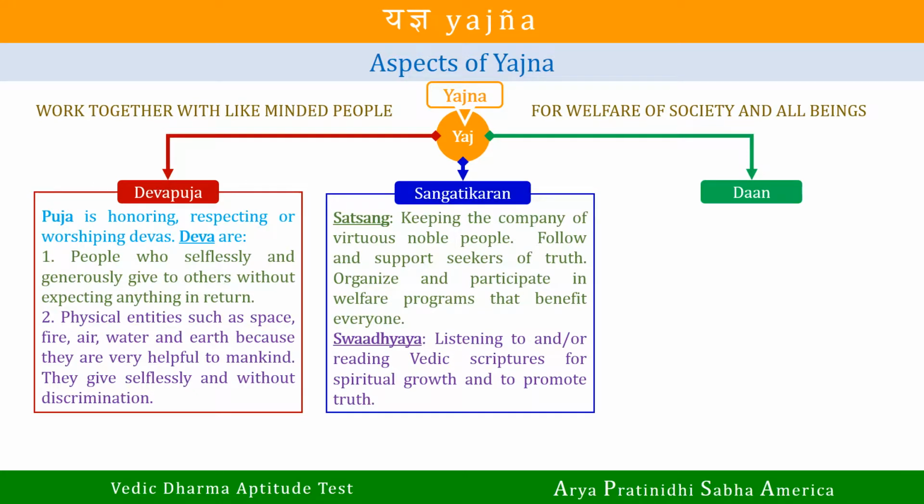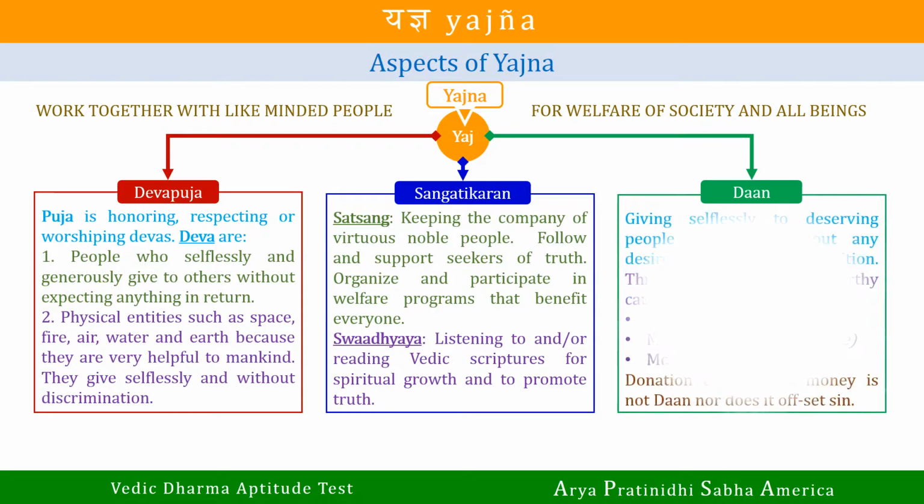Satsang is keeping the company of virtuous people, following and supporting seekers of truth, organizing and participating in welfare programs that benefit everyone. Swadhyaya is listening and reading Vedic scriptures, which help us grow spiritually and also give us inner strength to promote truth. Now I get it. This reminds me of Sangathan Sukt, the prayer of unity that we recite after Havan. Sangachhadhvam samvadadhvam sam vo manamsi janatam, devabhagam yatha purve sanjanana upasate.